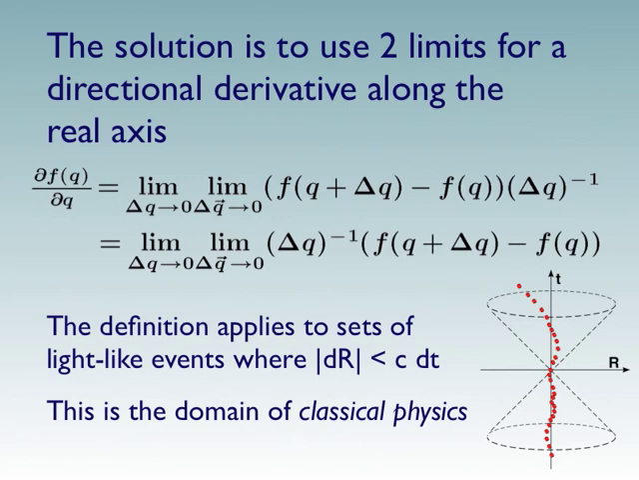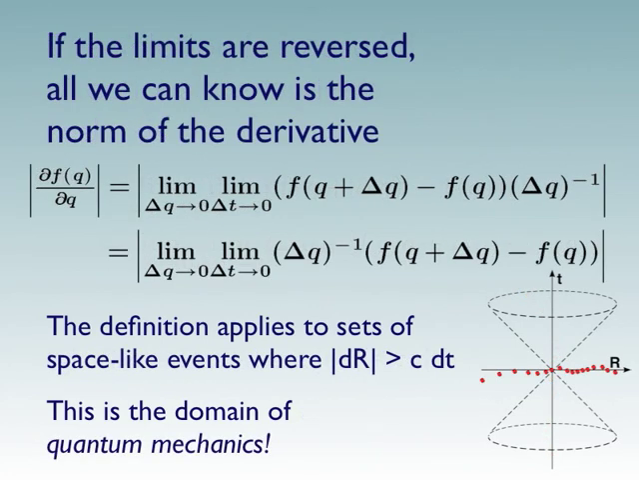So this is where events can be ordered in time. A happens, then B happens, then C happens. And this is what we're mostly comfortable with because this is our day-to-day life. Now this raises a question. What happens if those limits are reversed? Well, in that case, then all we can know is the norm of this derivative.